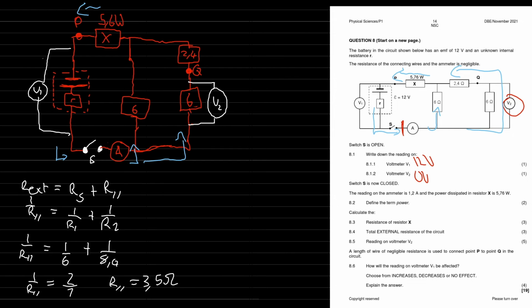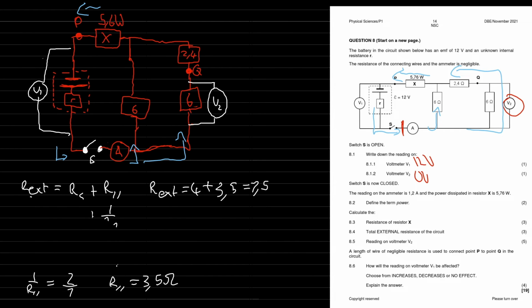Now we can get the external resistance by adding on the series resistance, which was 4 that we calculated earlier. That gives you 7.5. I'm just going to move that to the top.